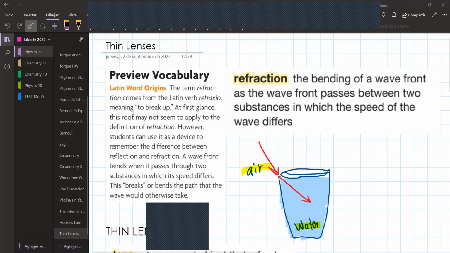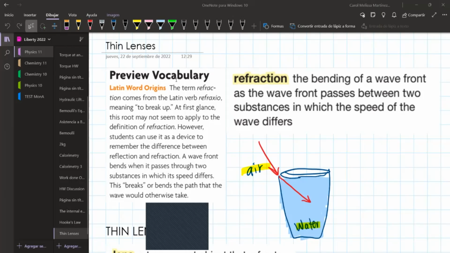So here, the term refraction comes from the Latin verb refractio, which means to break up. Because this is what it seems like, that the object is broken. But in the end, it's not true. It's just an illusion.